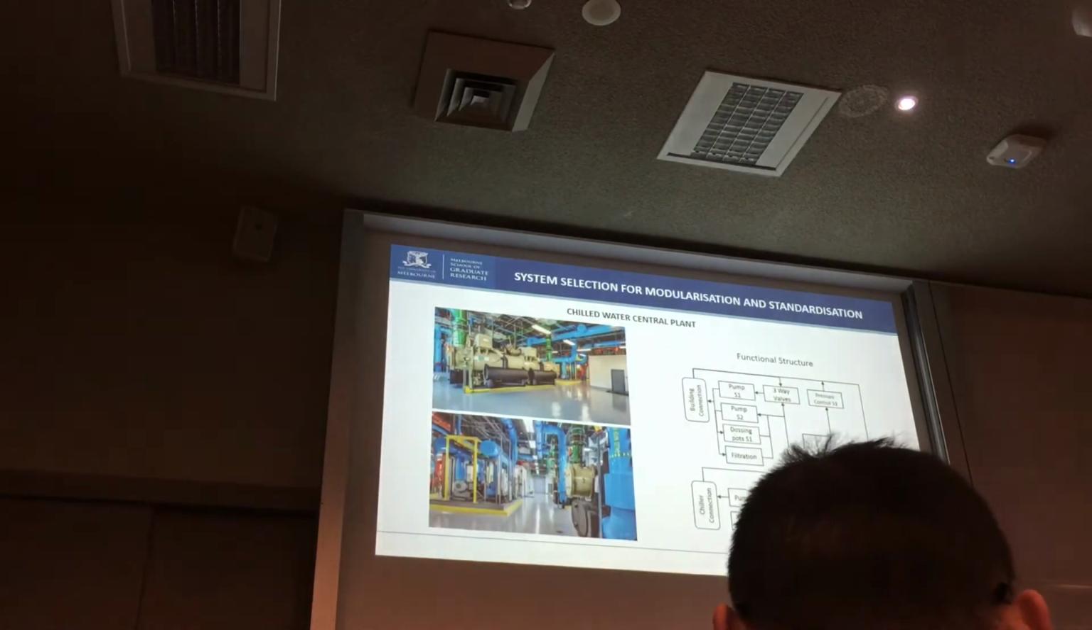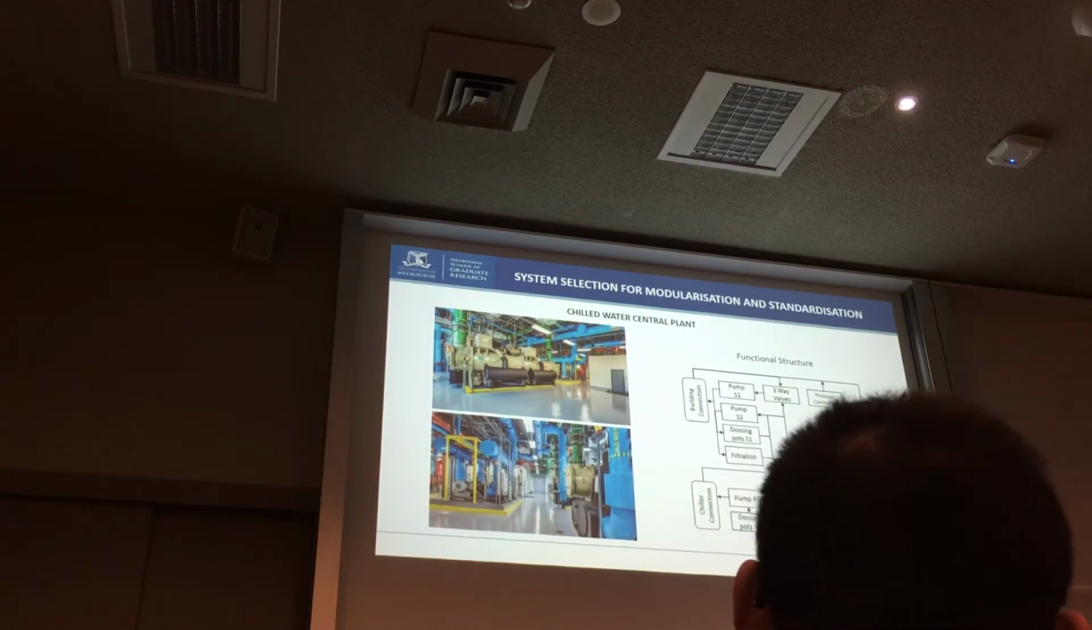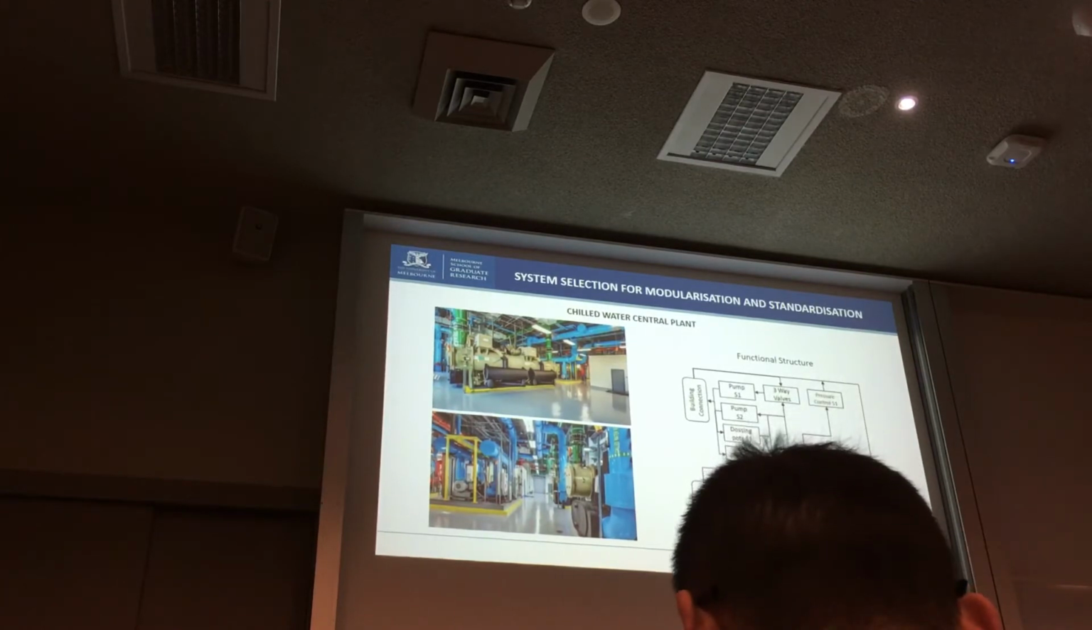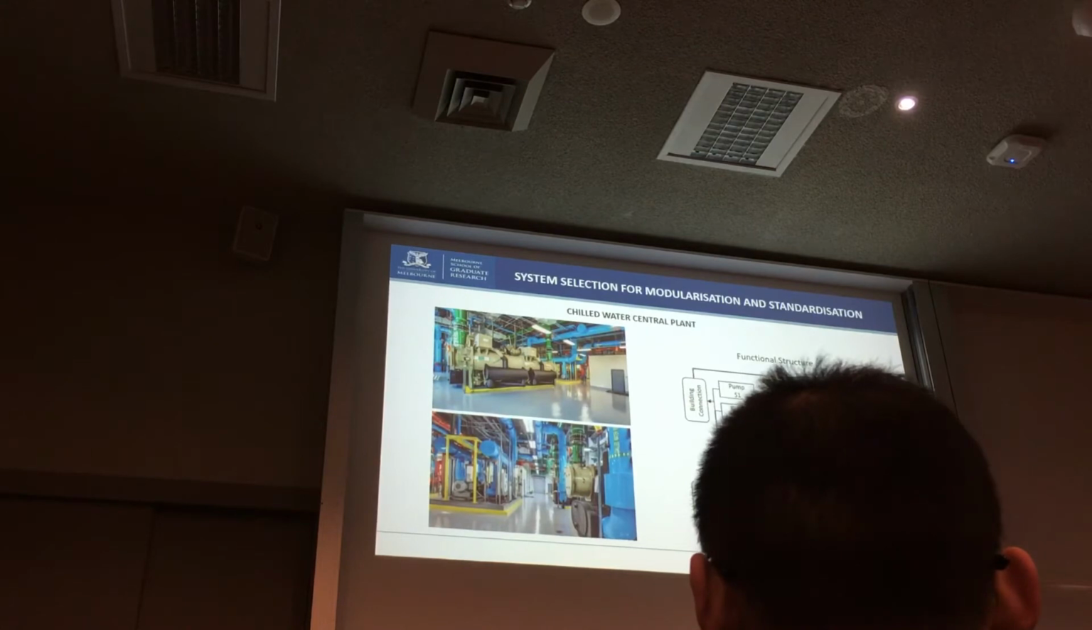So, system selection for modularization and standardization: chilled water central plants were selected for the modularization study due to the complex assemblies and the complexity of the system. What you see on your right is the functional structure, or the sub-functions, within the plant room. The main function of the plant room is to provide centralized cooling for the entire building.